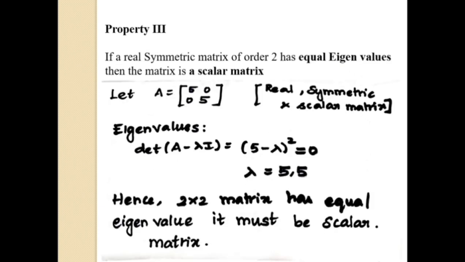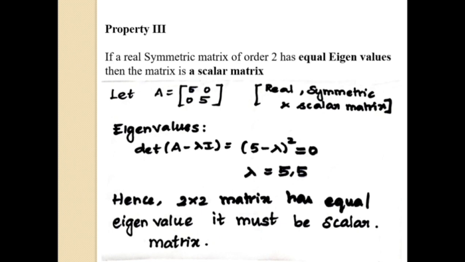Property 3. If a real symmetric matrix of order 2 has equal eigenvalues, then the matrix is a scalar matrix. Let me take a 2 cross 2 matrix (5, 0; 0, 5). This is a real and symmetric matrix of order 2. What I am going to show is that if it has equal eigenvalues, then the matrix is a scalar matrix. First I am going to determine the eigenvalues.